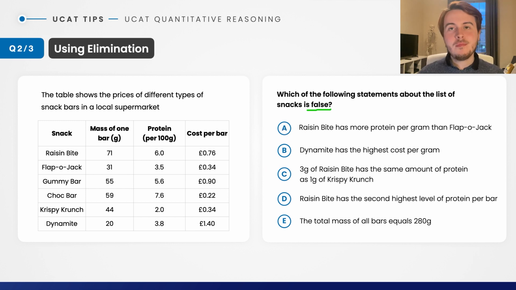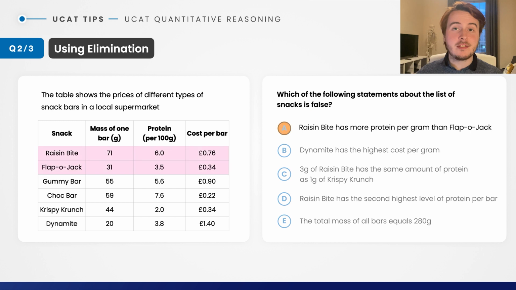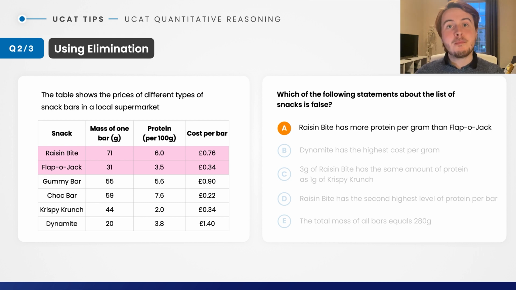So option A is one we can answer simply by inspection, thankfully. We just compare the 2 rows of the table, and you can see that what option A is saying is actually true. Since we're looking for which one is false, we can rule out option A this time.